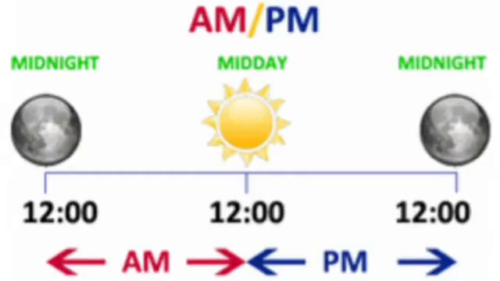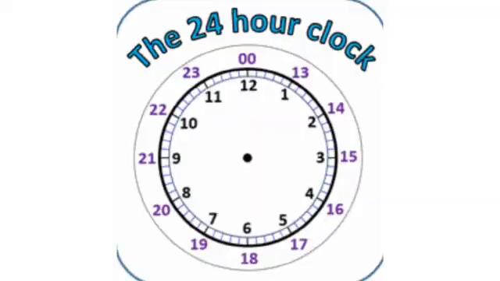The time before 12 noon is stated as Anti-Meridium or AM. The time after 12 noon is stated as Post-Meridium or PM. This method of measuring time is called the 12-hour clock. The 24-hour clock. The 24-hour clock is used to avoid these divisions of the day into Anti-Meridium and Post-Meridium.